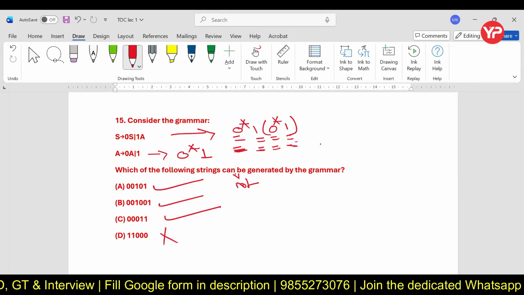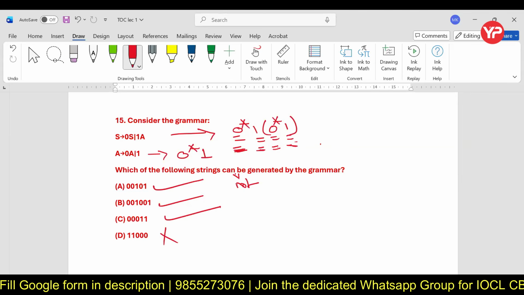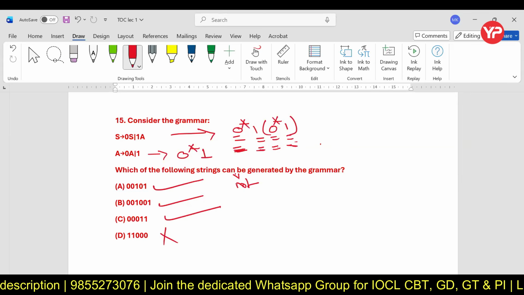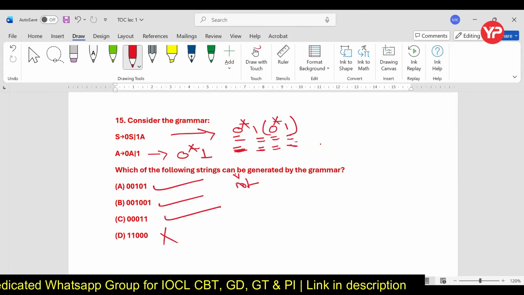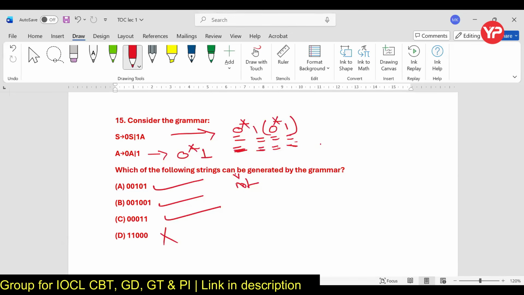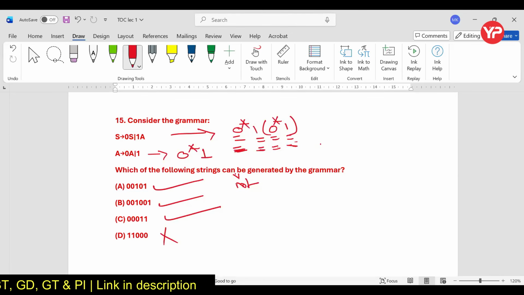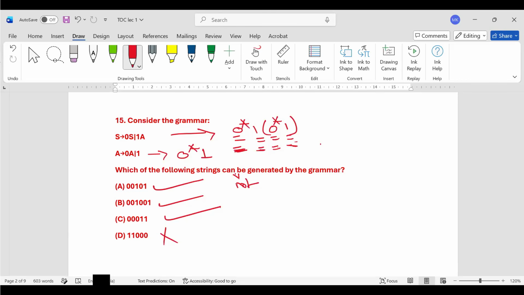Fine. So these are the 15 questions we discussed in our first lecture. Tomorrow also we are going to move on to pushdown automata and some closure properties, then regular expressions of regular languages and finite automata. Thank you.